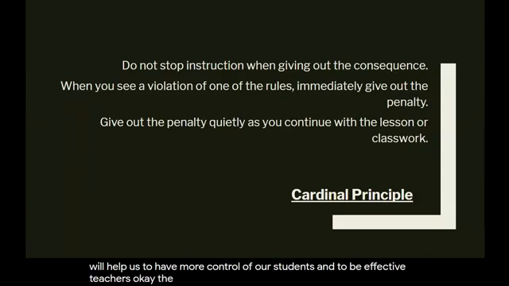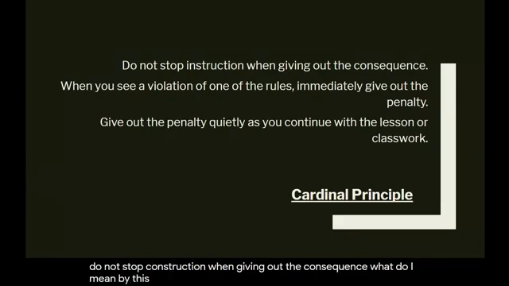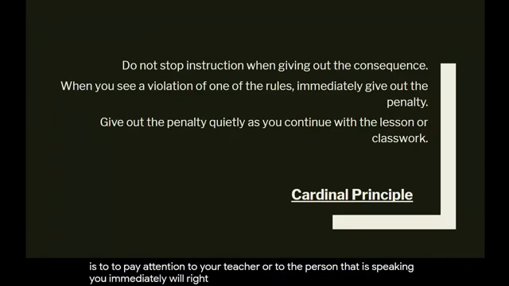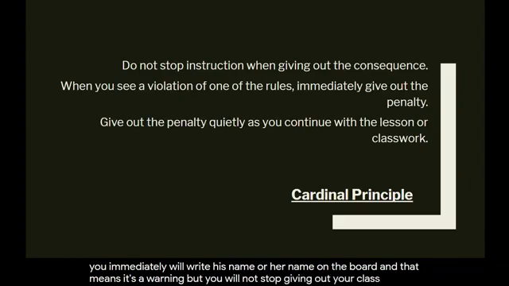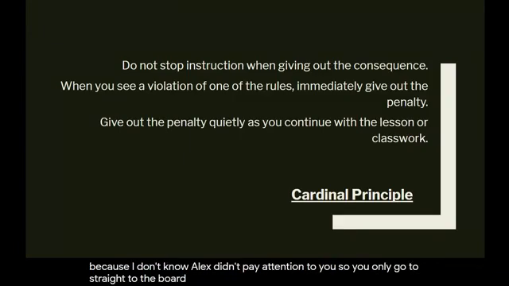Okay, the cardinal principle for setting out rules is that you do not stop instruction when giving out the consequence. What do I mean by this? If one of your students is getting distracted and your rule is to pay attention to your teacher or to the person that is speaking, you immediately will write his name or her name on the board, and that means it's a warning. But you will not stop giving out your class because, I don't know, Alex didn't pay attention to you. So you only go straight to the board and you will write his name, and that will mean that he has a warning.